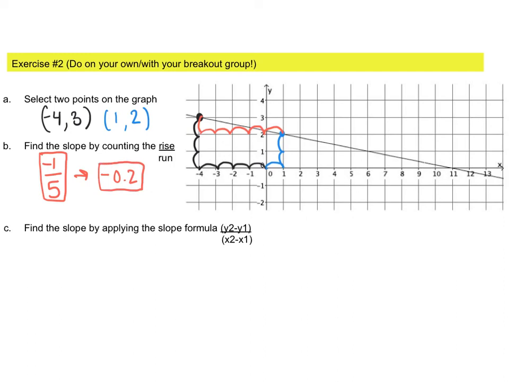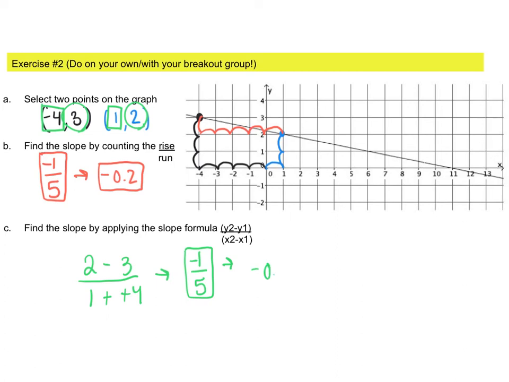From there I'm going to also do my formula method, so I'm going to do y2, 2, minus y1, 3, over x2, which is a 1, minus x1, which is a negative 4. 2 take away 3 is negative 1. 1 take away 4, that's a double negative. Keep change opposite. That's the same as saying 1 plus 4, which is 5, which is exactly what I got up top.